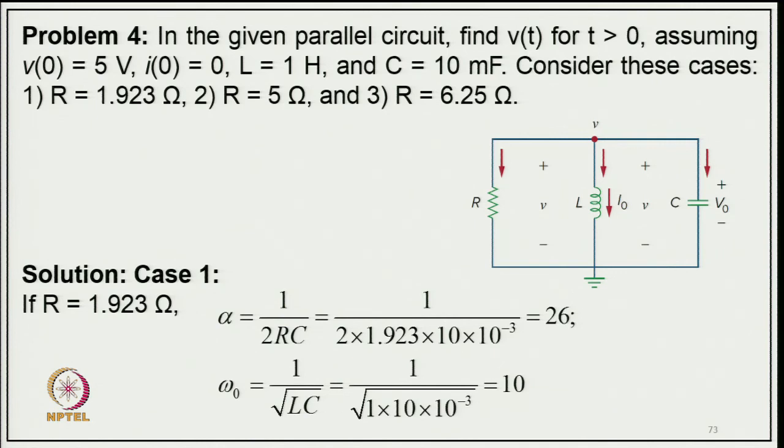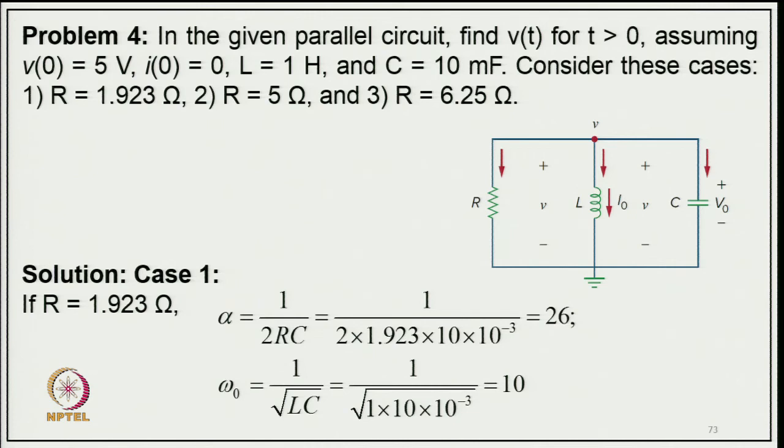Now, coming to problem 4. In the given parallel RLC circuit, find v(t) for t greater than 0, assuming v(0) equal to 5 volt, i(0) equal to 0 ampere, L equal to 1 Henry and capacitor equal to 10 millifarad. Consider the three cases: R equal to 1.923 ohm, R equal to 5 ohm, and R equal to 6.25 ohm.